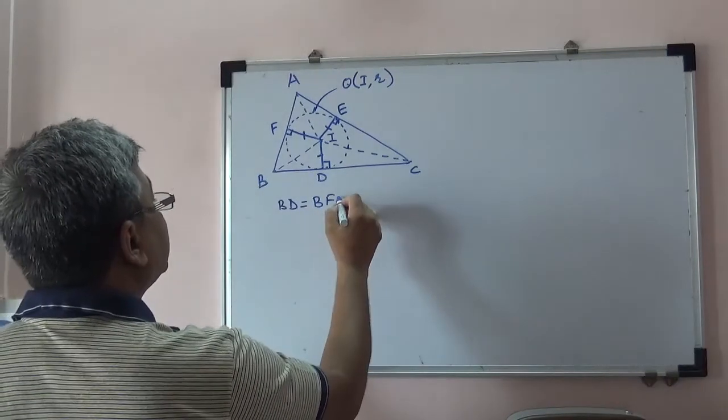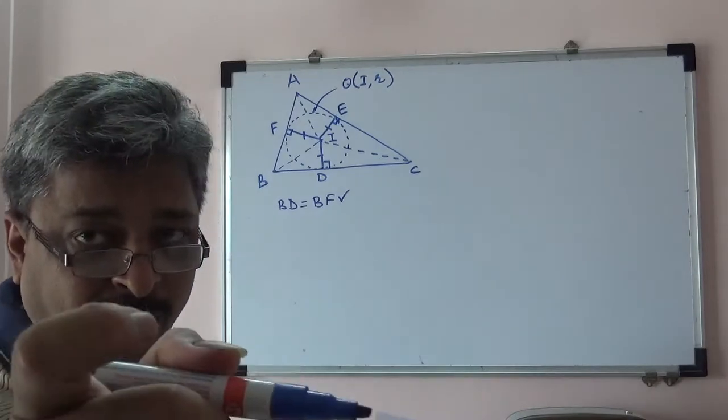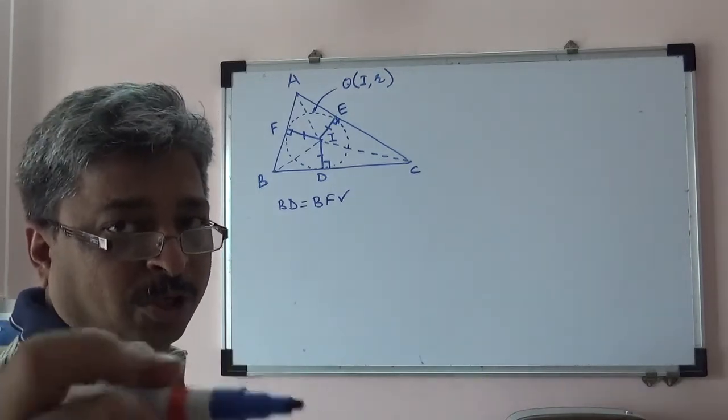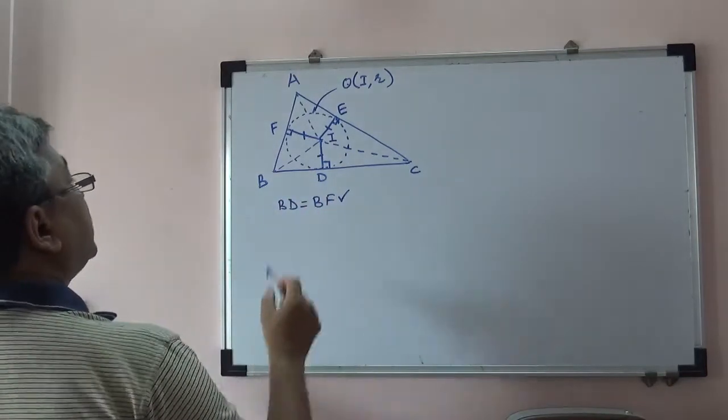Therefore, can we prove this? BD is equal to BF. Pause, check whether you can do it or not, or watch the video. Thank you. This is a simple application of congruency.